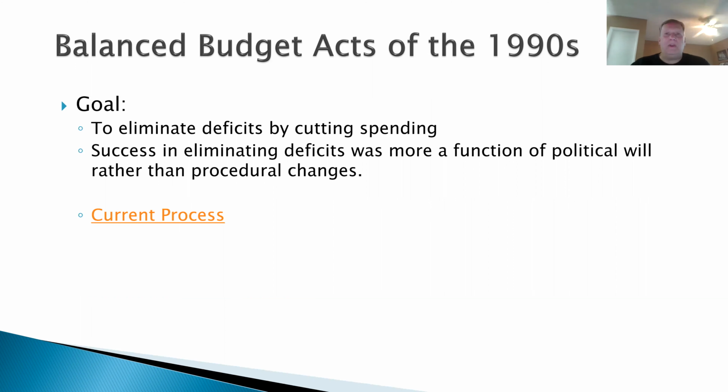So the current process at the federal level is basically what we've explained here, in that you've got your four different phases: preparation, formulation, implementation, and audit and evaluation. The process at the federal level is considered to be an executive-driven process because the process starts with the creation of the executive budget by the president.